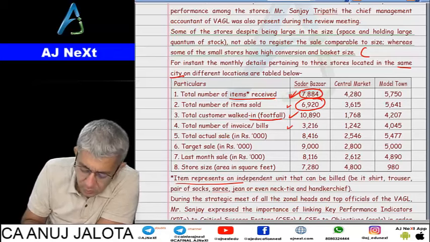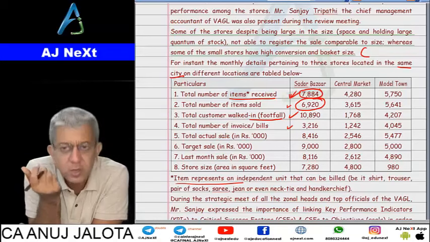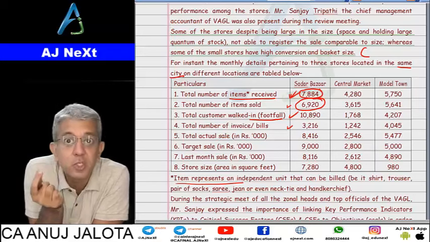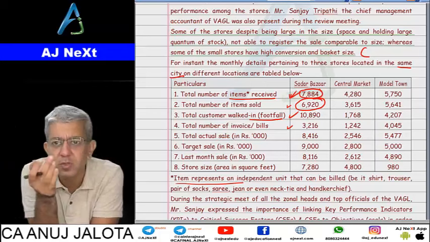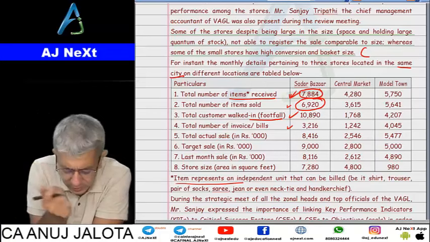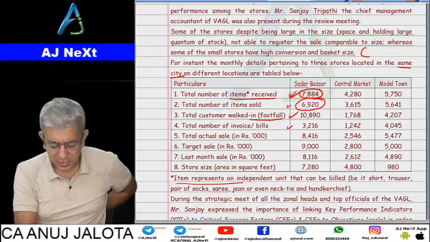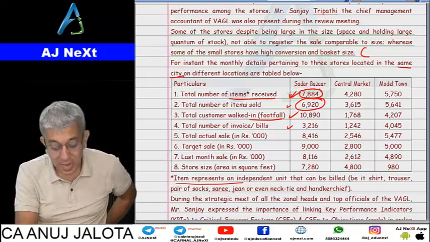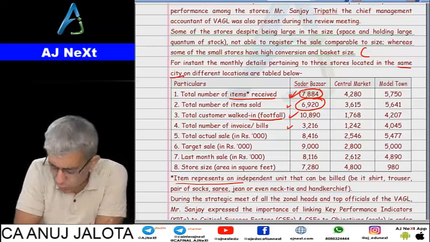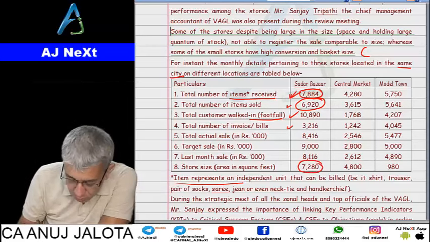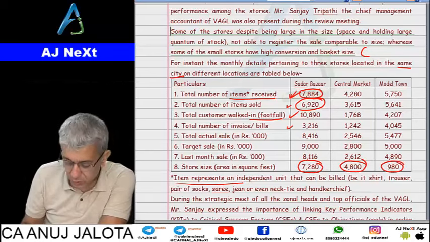Now, total number of customers who walked in are also called footfalls. Quite a common term, I think, used these days. Like, most of the malls these days, they measure the amount of footfalls. That is how many people visit the malls. Like, say Saturday, Sunday will be higher, on the other days will be lower. Total number of invoices or bills, total actual sales in rupees, target sales in rupees, last month sales in rupees. Okay. Then store size, area in square feet. So therefore, I think a very large store because the area is biggest, mid-sized store. Okay. And I think this is a smaller store.